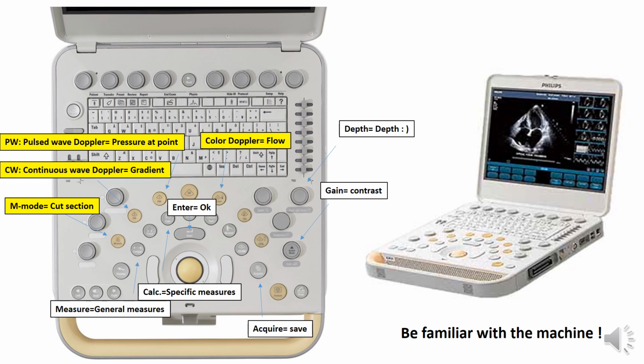If you want to assess regurgitation or flow across a valve, you will use this button, which is the color Doppler button. If you want to adjust the contrast of the picture or the gain, you will use the gain button. This button, acquire, is for saving your picture, the measure button is for direct measurement, and the calculation button is for specific measurements.